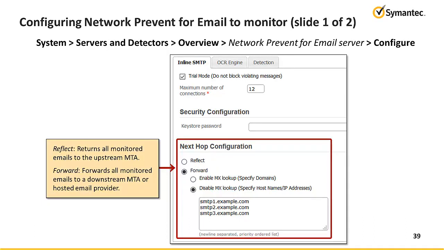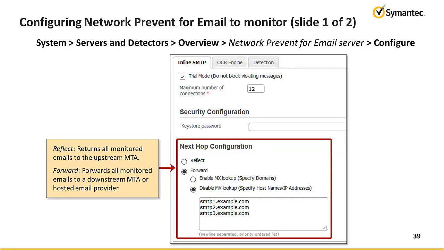To configure the Network Prevent for Email server to monitor SMTP traffic, perform the following. Step 1. In the Enforce Administration console, navigate to System, Servers and Detectors, Overview, and then click the Network Prevent for Email server. 2. Click Configure. 3. In the Next Hop Configuration section, choose whether to use Reflect Mode or Forward Mode with the MTA. Select Reflect Mode if you want the Network Prevent for Email server to return all emails it has monitored to the upstream MTA from which it received it.